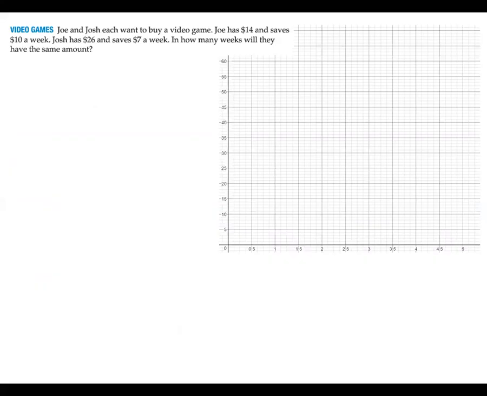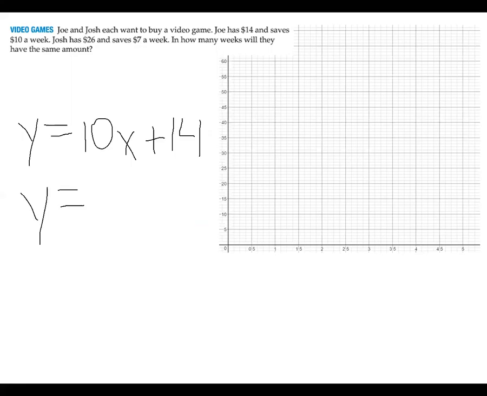All right, we're back. So Joe has $14 and saves $10 a week. So his equation would be y equals 10x plus 14. Josh has 26 and saves $7 a week. So it'd be 7x plus 26. Okay, so again, we're going to try to graph this as accurately as possible, but leave room for error.